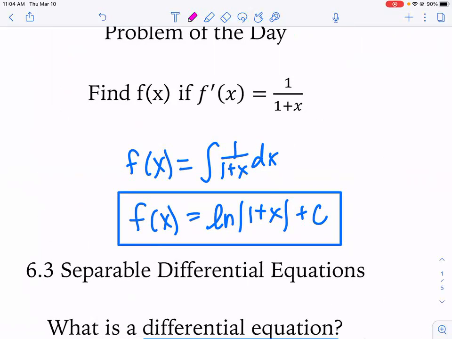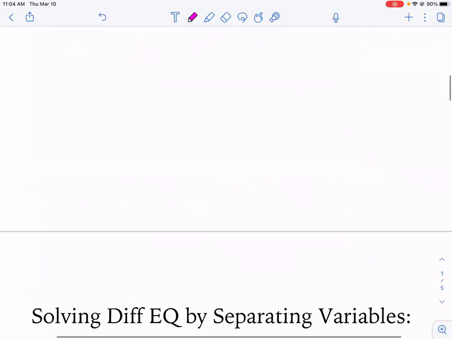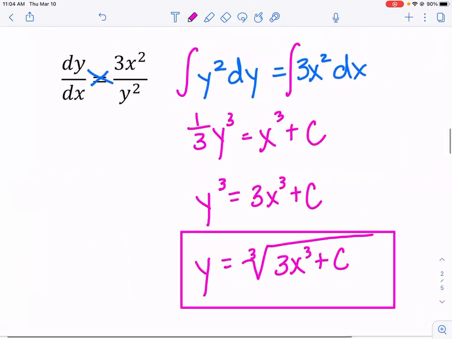Are you with me with this plus c? Yeah. Okay, so what happens is we have our plus c when we take the antiderivative, but then when we solve for y, it's not at the end, it's inside of our equation. Okay. Are you with me now?